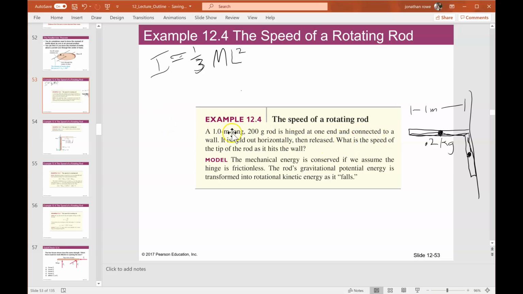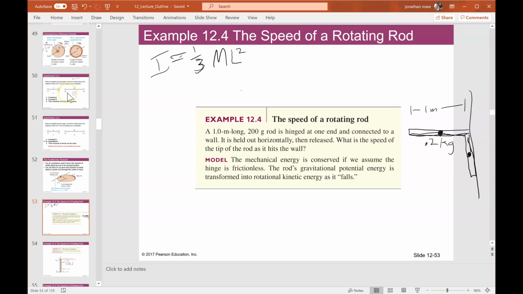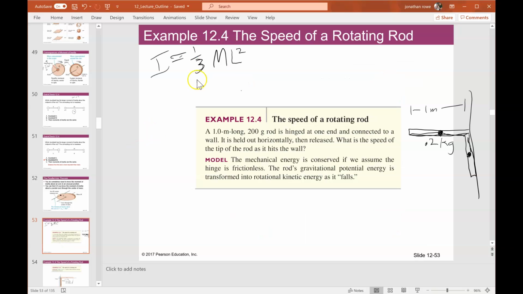So for this problem, we have a 1 meter long, 200 gram rod. I went ahead and looked back at this thing to say, okay, a thin rod, and it's not rotating about its center, but about its end. So the moment of inertia for that situation is 1/3 m l squared. So I went ahead and wrote that down right there.